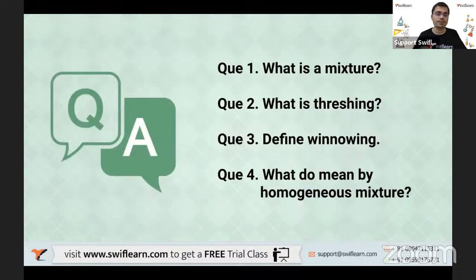Define winnowing. Yes, anybody? What is winnowing? Winnowing. It's also a type of separation only. No, not able to recollect? Anybody? At least some answer. I'm not expecting a 100% right answer. At least some part of it. Yes, exactly. Winnowing. Very good.